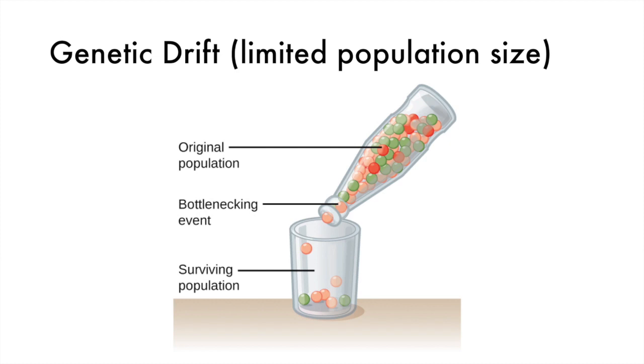Genetic drift, or limited population size, is a sampling artifact, kind of like the M&M example. The classic example of genetic drift, or the effect of a small population size that's not due to selection, is called the bottleneck effect. What happens in the bottleneck effect is, imagine, you can tell from the picture, if you've never seen a bottle before, this is what it looks like.